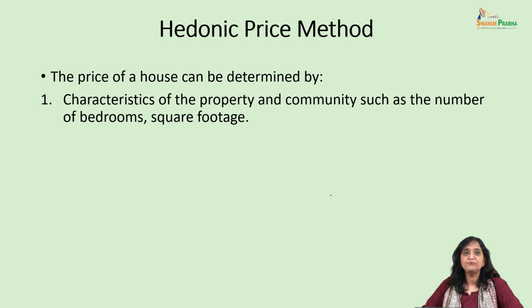Generally, when we try to derive the price of a house, it gets determined by various factors. One of the most important factors which determines the pricing of the house is the characteristic of that property and the community in which that property is located. So what can these characteristics be? For example, the number of bedrooms in that house, the square footage, the lot size. Then where is this particular house, in which community, in which neighborhood is it located? So that is one characteristic, a physical characteristic, which determines the price of that particular house.